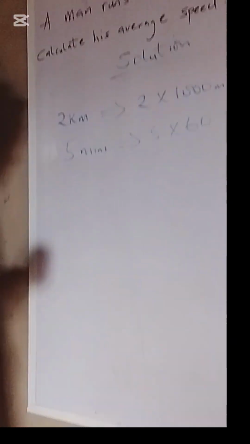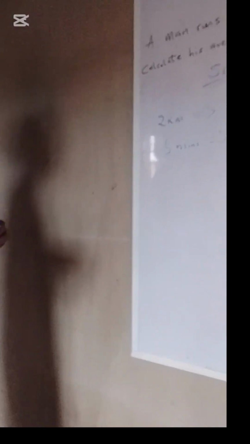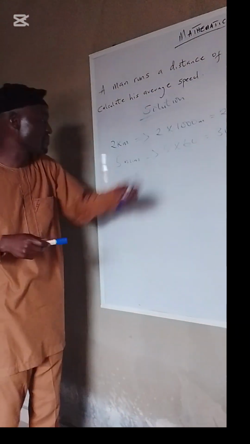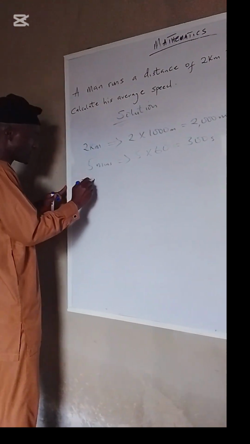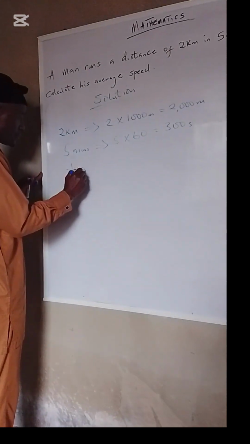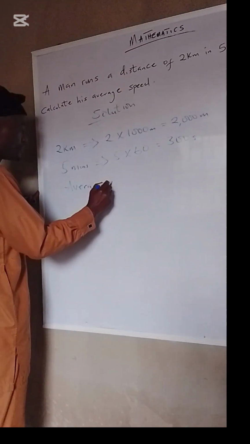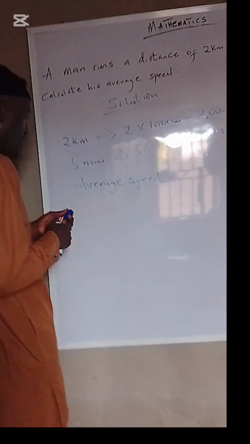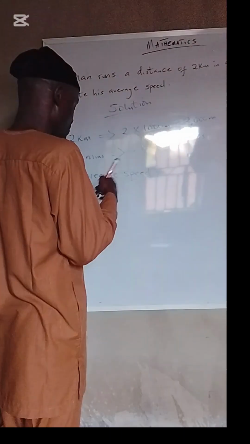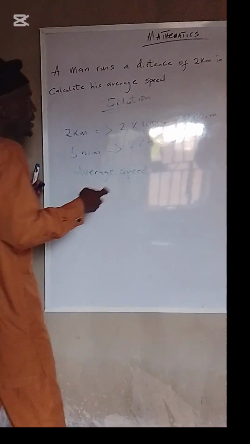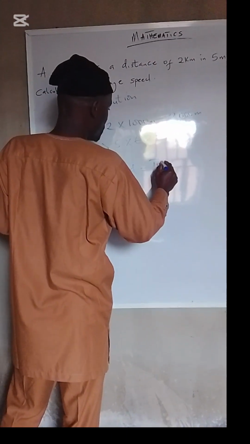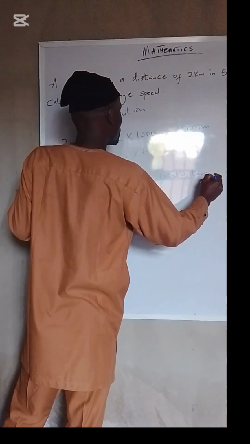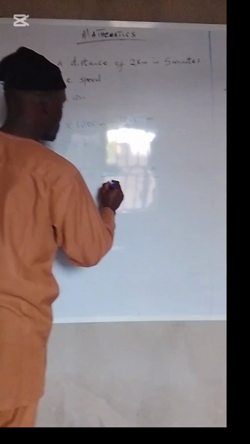And mind you, our formula for calculating average speed, as given to us in the question. They ask us to calculate the average speed, and the formula, look at it very well. Our average speed here is going to be distance over time. So we can say total distance over total time.